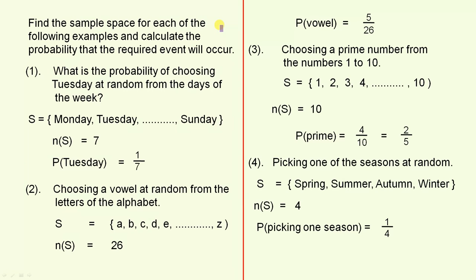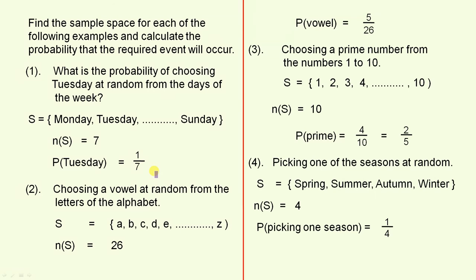Find the sample space for each of the following examples and calculate the probability that the required event will occur. Number 1. What is the probability of choosing Tuesday at random from the days of the week? So the sample space, as we saw earlier, was from Monday to Sunday. The number in the sample space was 7. The probability of picking Tuesday, because there's only one Tuesday, is 1 over 7, because there's one Tuesday and there are 7 possibilities.